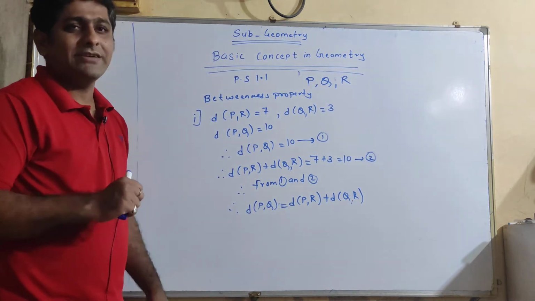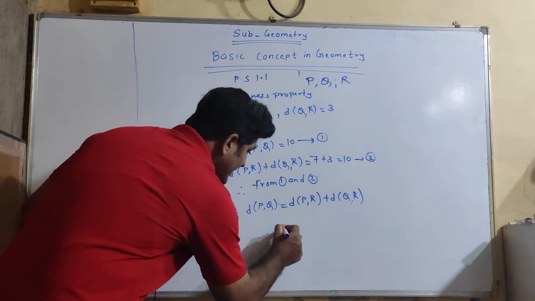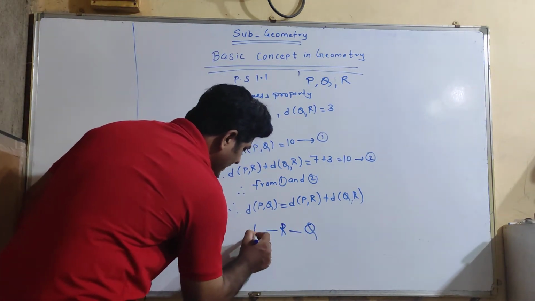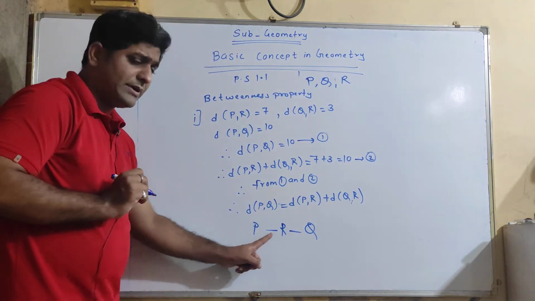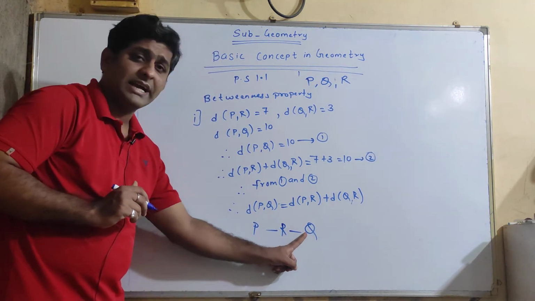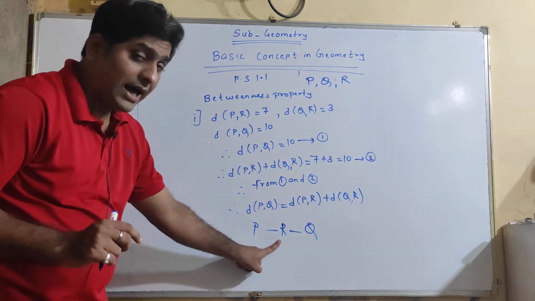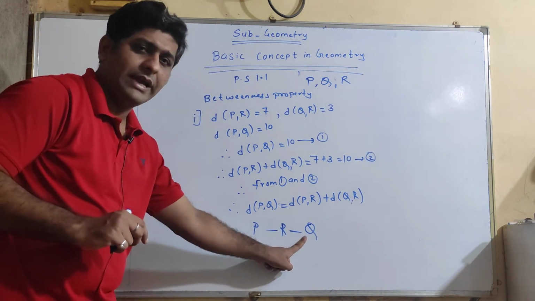Obviously students, point R will come in the middle, and the other points, Q and P, will come on either side. So I can write this betweenness property as P dash R dash Q. What is the meaning of P dash R dash Q now? That is, R lies between P and Q.